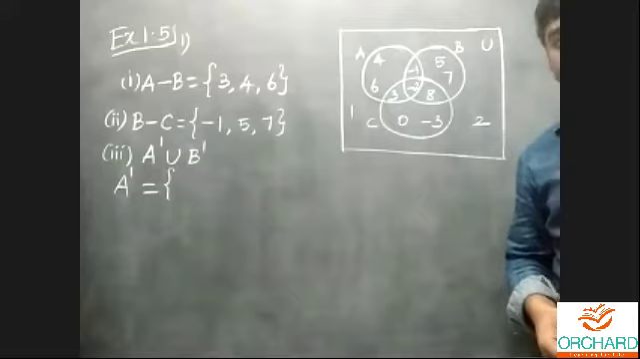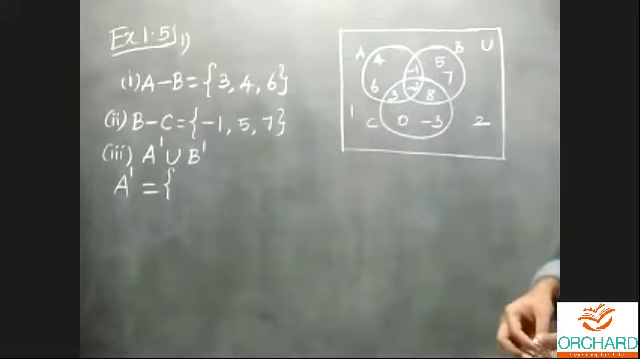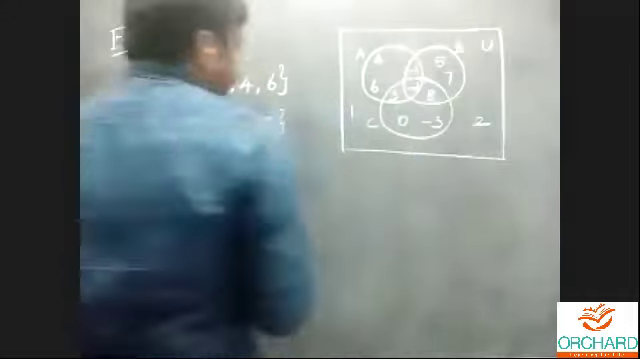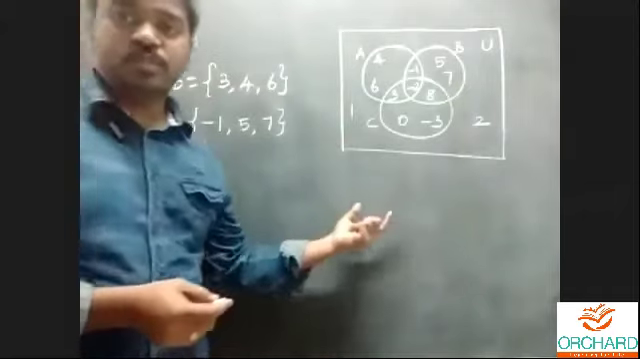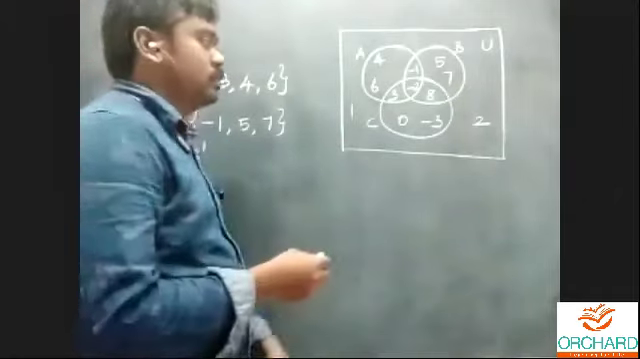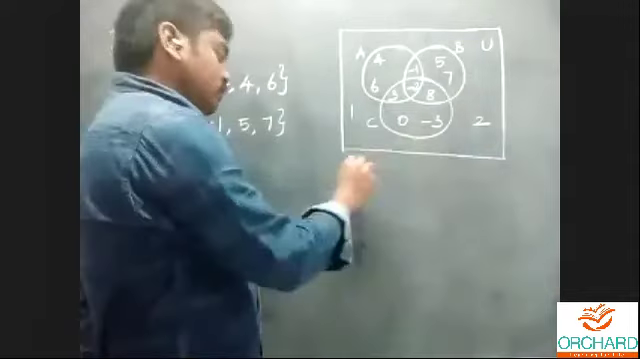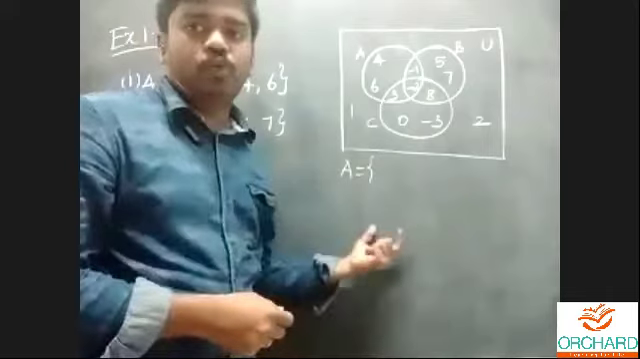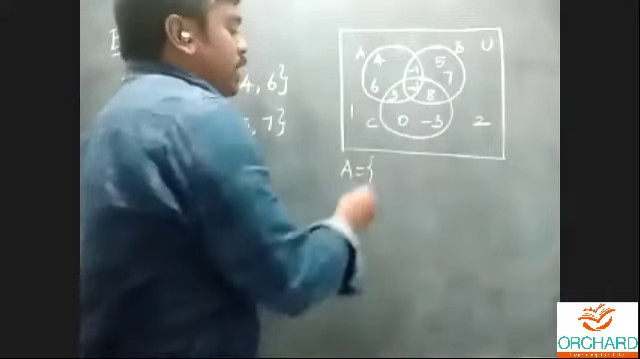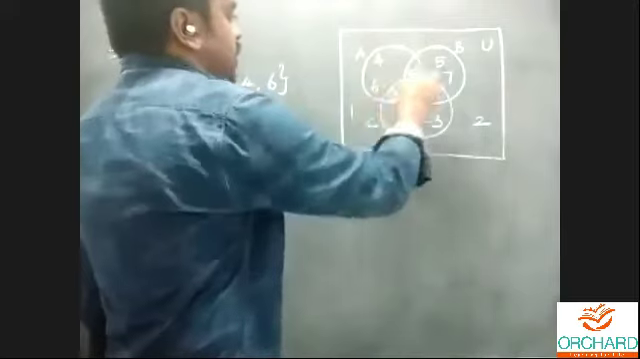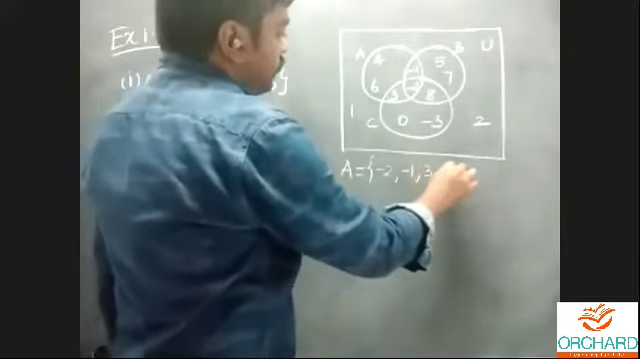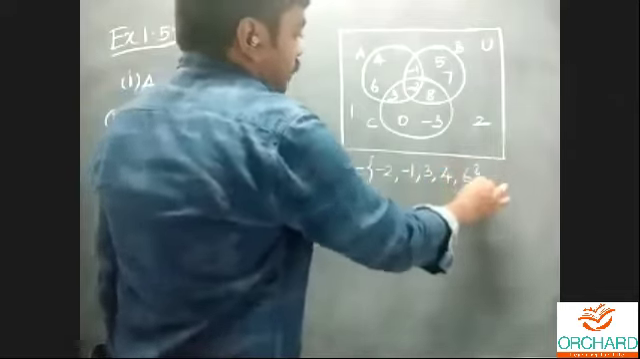Observe. Everything except A is called A dash. Before going further, first observe a few things, then you can easily connect this problem, because you need some information before you can identify the answer. What are the elements of set A? This is set A: -2, -1, then 3, 4, 6. And the elements of set B.